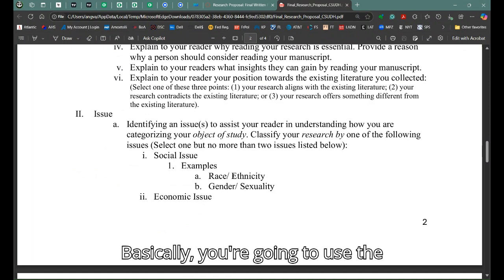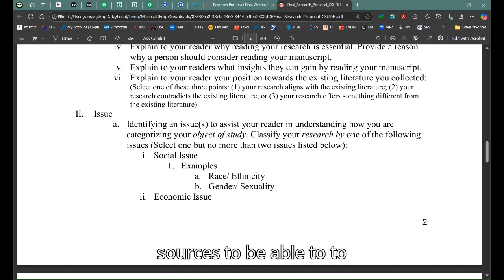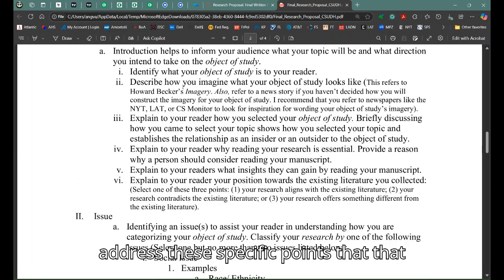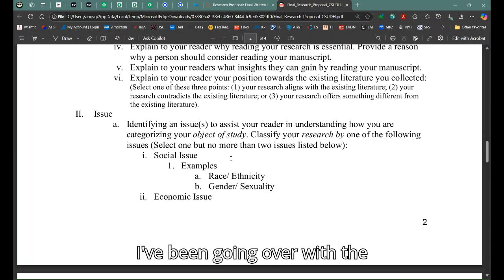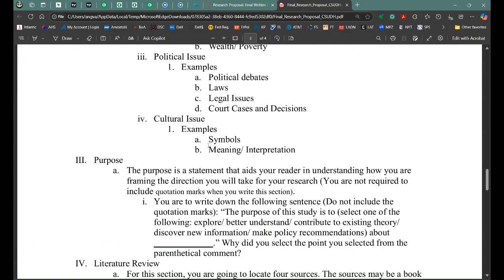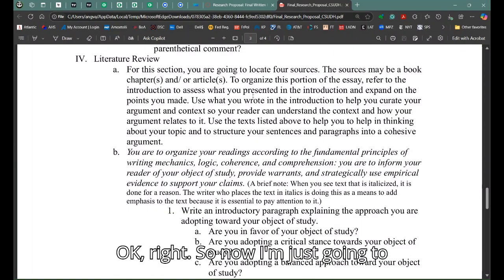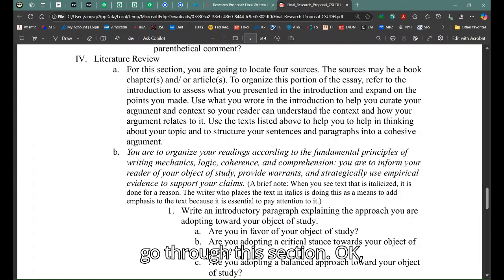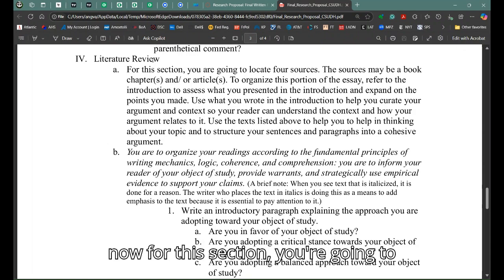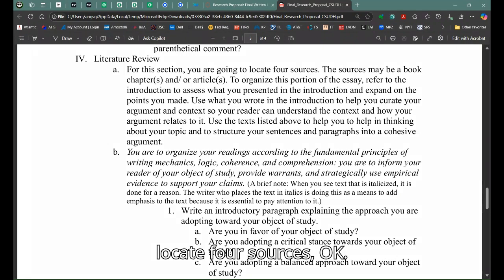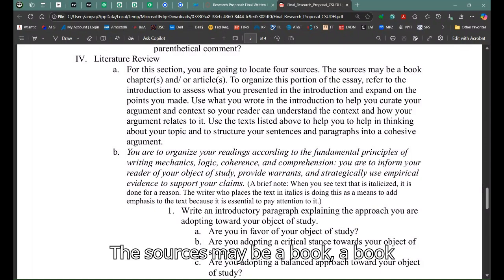Basically, you're going to use the sources to address these specific points that I've been going over in the preceding videos. Now I'm just going to go through this section. For this section, you're going to locate four sources. The sources may be book chapters or articles.